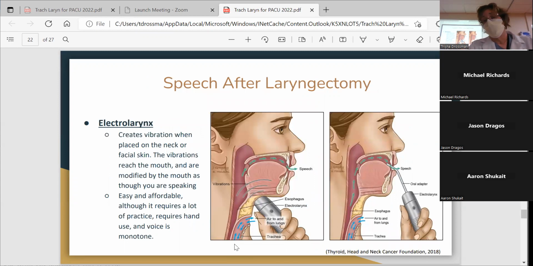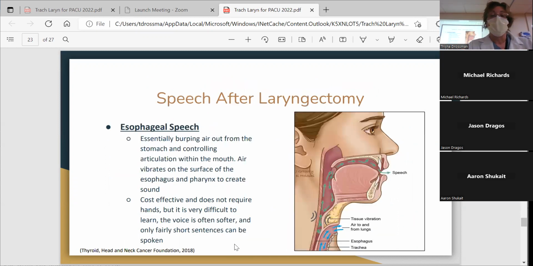All right, speech. There are a lot of different options for speech after laryngectomy. Again, it's not addressed until they come back for the clinic visits, so we're not addressing it inpatient. One option is the electrolarynx, which you may have seen over the years, your grandparents had them, that kind of thing. Those work well. We have used those, but people don't like them. Then there's esophageal speech, which we don't do that often.